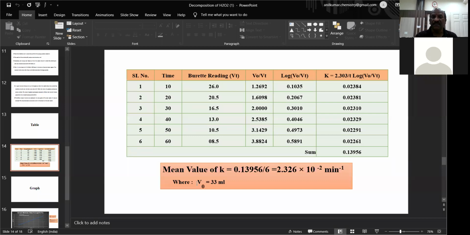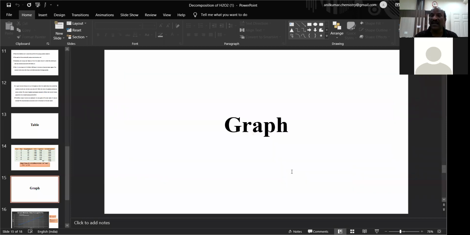So here you see, by doing the experiment, you will get the rate constant, that is 2.326 into 10 to the power of minus 2 per minute. We are taking minutes here, each 10 minutes. So 0 reading, 10 minutes, 20, 30, 40 minutes, 50 minutes, like that. If it is seconds, we can write for seconds. This is nothing but the experimental K value we determined here. Then whether it is correct or not, we can verify by plotting the graph.